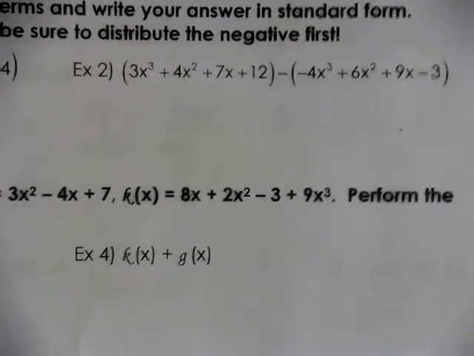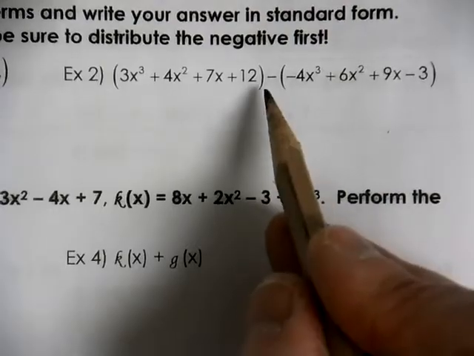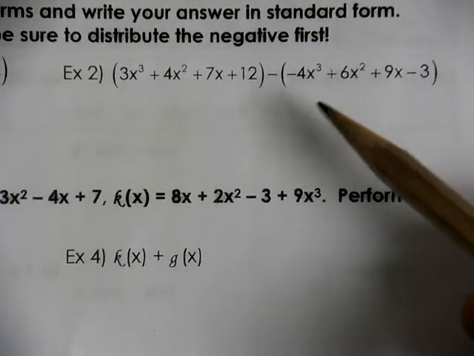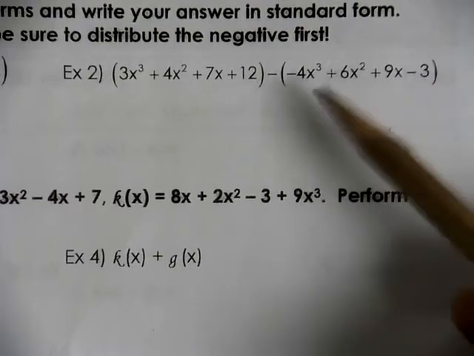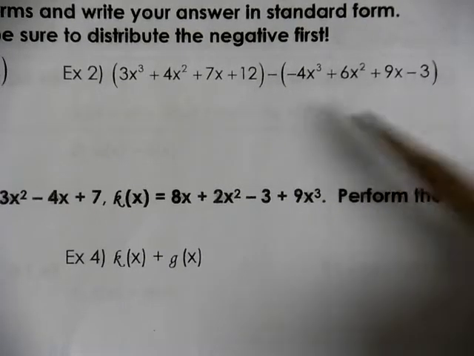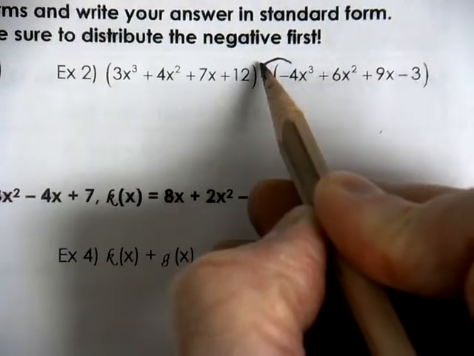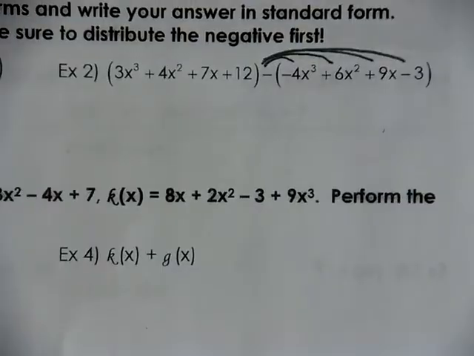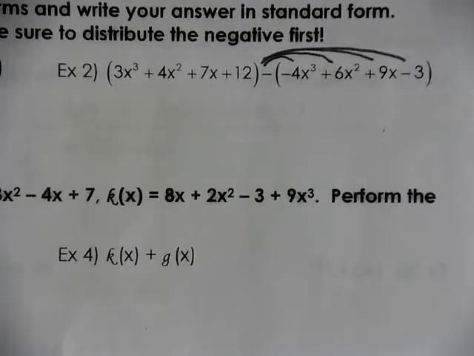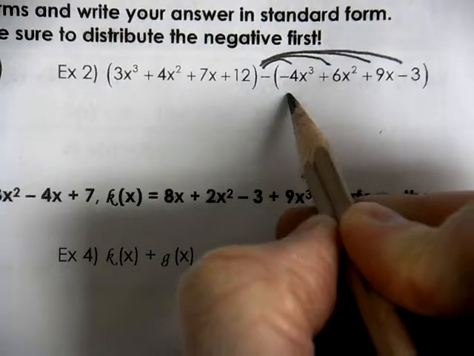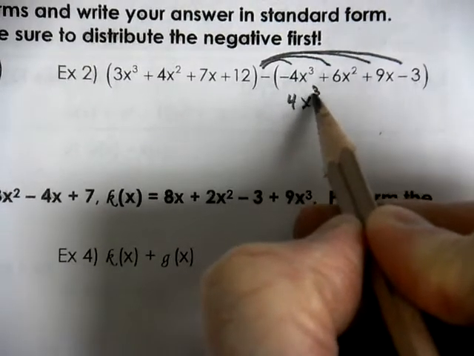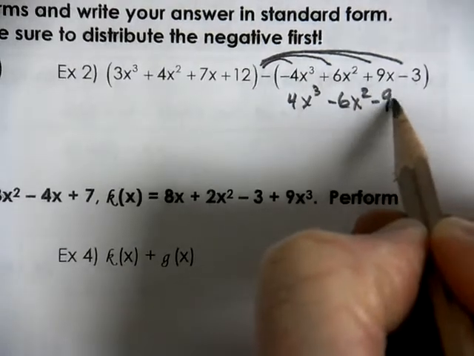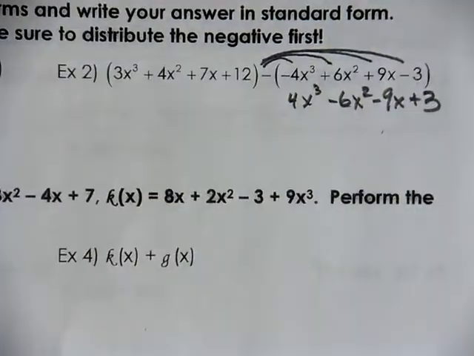Over here for the second one, we notice that there is a negative before this set of parentheses, this polynomial. Now, the parentheses are very much needed because this is telling you that you need to distribute this negative through. When you do that, this is going to become a positive x cubed, a negative 6x squared, a negative 9x, and a positive 3.